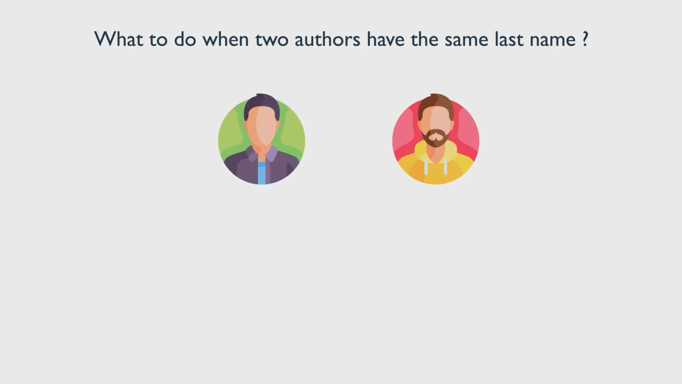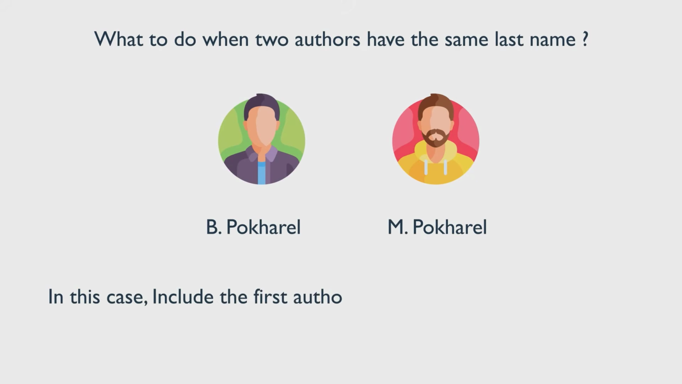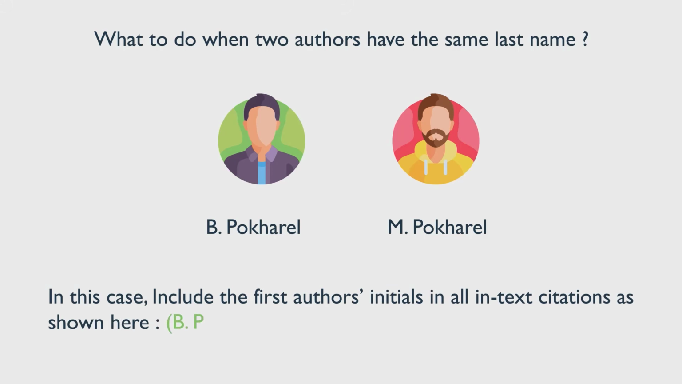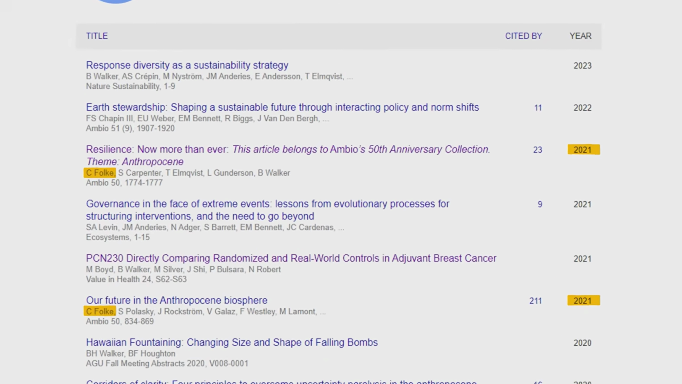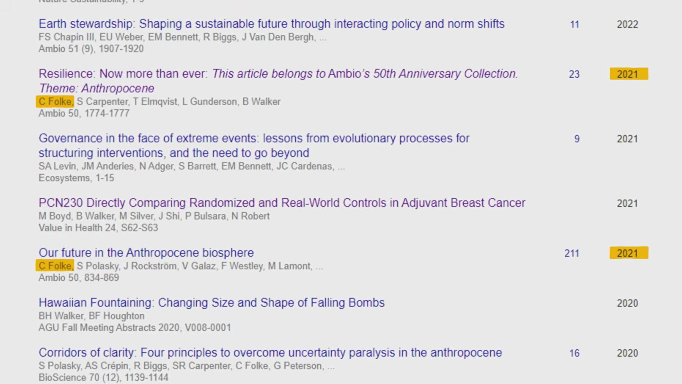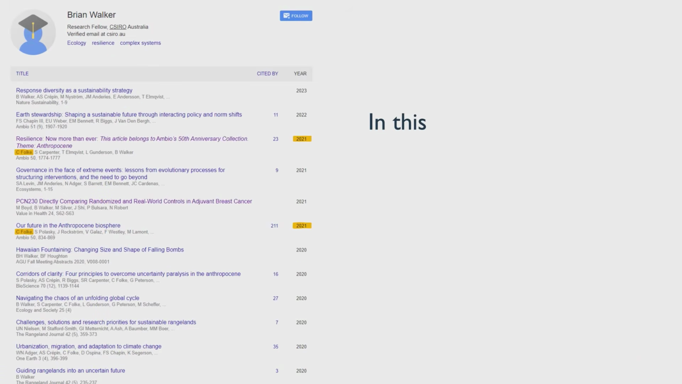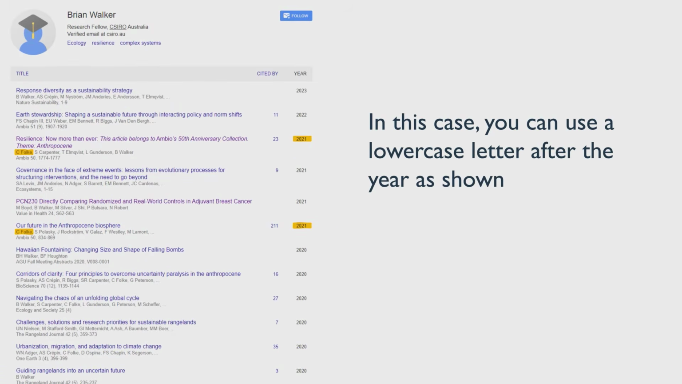Now, what would you do if you need to cite two authors with the same last name? In this case, include the first author's initials in all in-text citations as shown here. Sometimes you can have the same author but several papers in the same year. In this case, you can use a lowercase letter after the year as shown here.